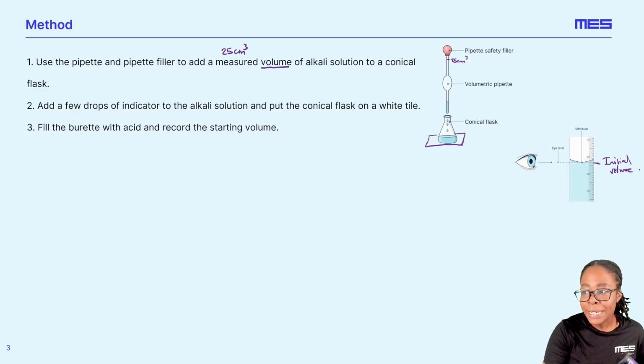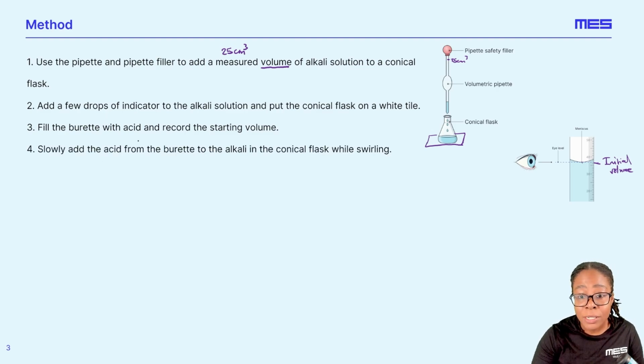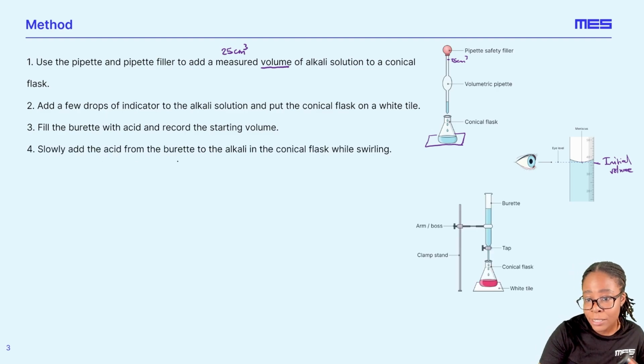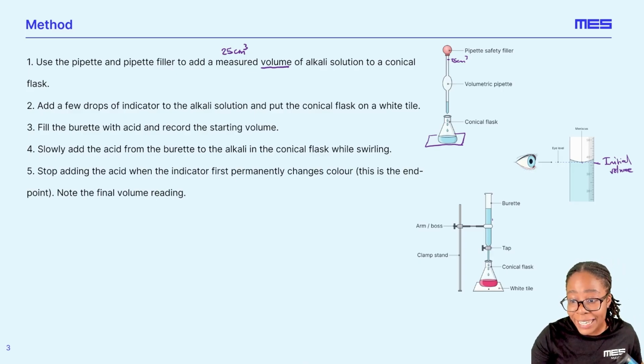Okay. Now we've got our burette and our conical flask all set out. Now we can start to slowly add the acid from the burette into the alkali in the conical flask while we're swirling to make sure that everything is actually reacting with each other. Now, once the indicator changes color permanently, that is the end point, and that is when you stop adding the acid, and you will note the final burette reading. So the burette reading at the end.